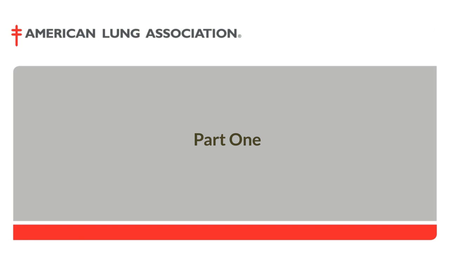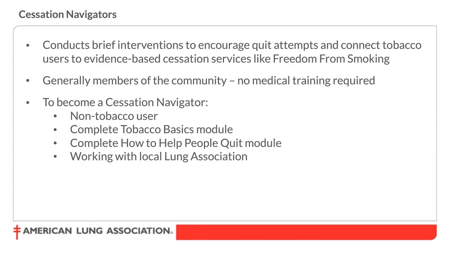Let's begin with the roles, responsibilities, and purpose of the Cessation Navigator. The purpose of a Cessation Navigator is to conduct brief interventions to encourage quit attempts and connect tobacco users to evidence-based cessation services like Freedom From Smoking. Generally, these are members of the community and there is no medical training required. To become a Cessation Navigator, a person must be a non-tobacco user, must complete tobacco basics, which we'll cover today, must complete how to help people quit, which again we'll cover today, and work with your local lung association staff member to begin working in the community.